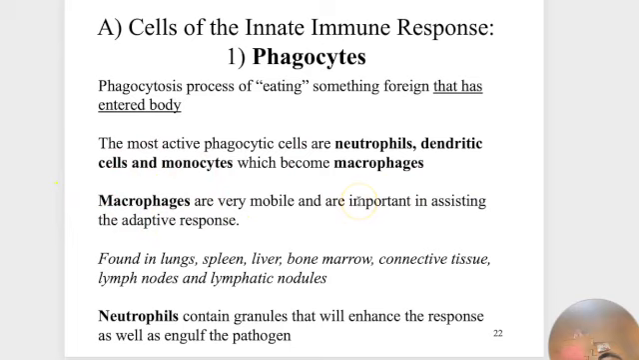Macrophages are very mobile. Okay, they're like an amoeba. They've got little legs called pseudopods. They can swim around. They're found in the lungs, spleen, liver, bone marrow, everywhere almost. Neutrophils contain granules, which will enhance the response as well as engulf the pathogens. So neutrophils will also engulf them, but the granules, remember I told you, probably have some lysosomes and things like that, and it will release them and kind of destroy.